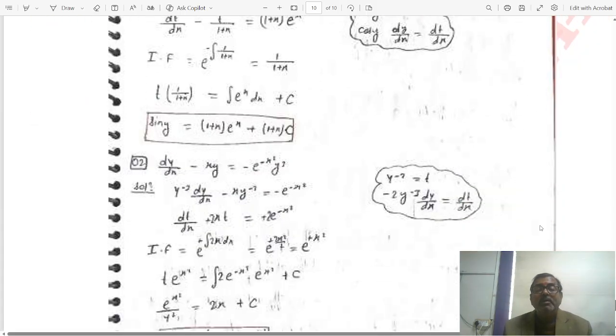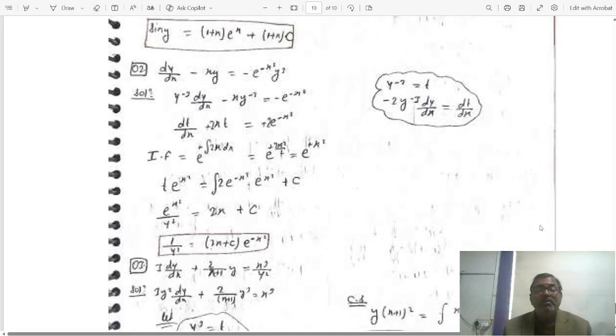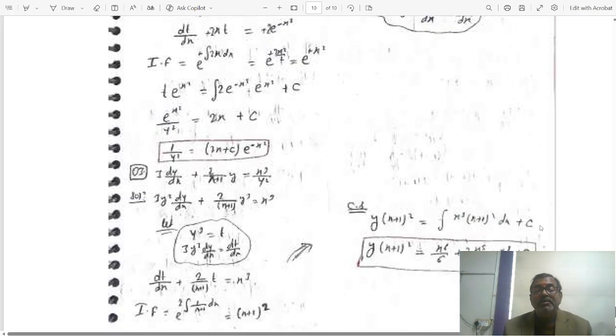Another example, that is one more example of Bernoulli's differential equations.